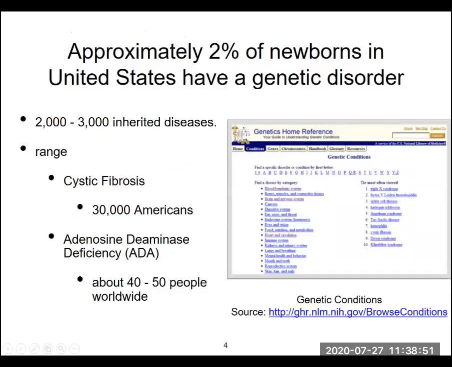Now, if we take a look at this, within the United States, approximately 2% of newborns are going to be born with some type of genetic disorder. There are about 2,000 to 3,000 inherited diseases, which range from about 30,000 Americans with cystic fibrosis down to ADA, adenosine deaminase deficiency, one of those immune system deficiencies that we talked about with somatic gene therapy in the last lecture. That may affect only 40 to 50 people worldwide. And so some of these are somewhat prevalent. Some of these are going to be incredibly rare.